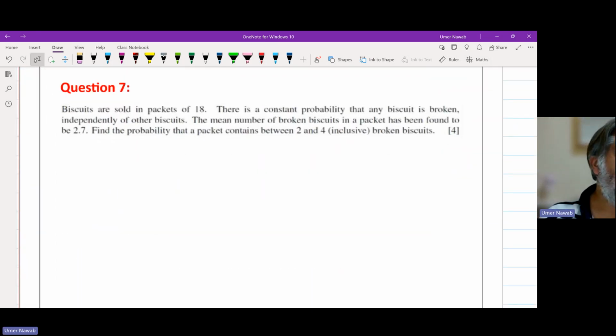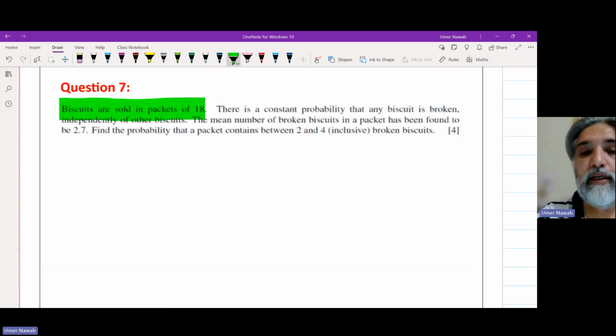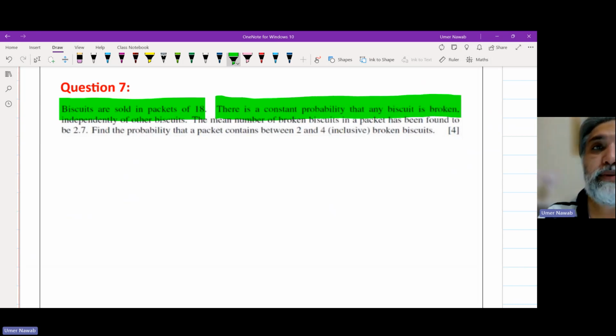Biscuits are sold in packets of 18. There is a constant probability that any biscuit is broken. So look, he's trying to model the binomial distribution in this situation. That's why he said the probability is constant in every trial. The biscuit is broken, it might be the success for us in this case. And another thing he said, every broken biscuit is independent from the other biscuits.